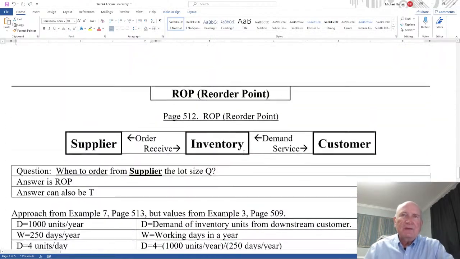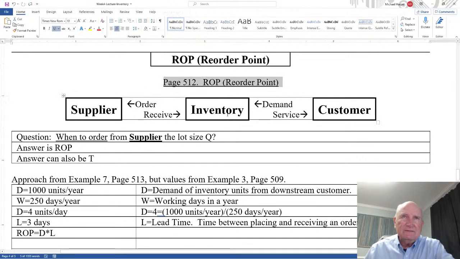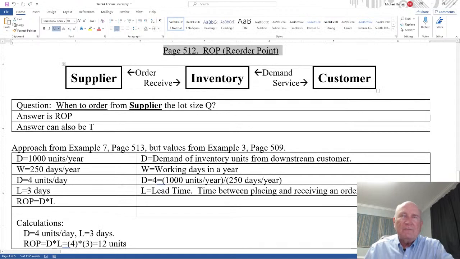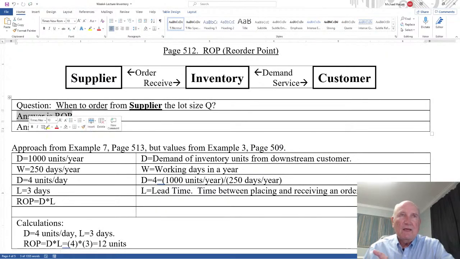So let's go on. Let's go to ROP, reorder point. This is page 512 in the text. And again, we have our supplier. Now, we had our demand here, and this is how much we order. But now, we ask the question, when do we order from the supplier the lot size Q? Well, Q is how much we order. The question is, when do we order? The answer is ROP. Another answer can also be T, the inventory period, time between orders.